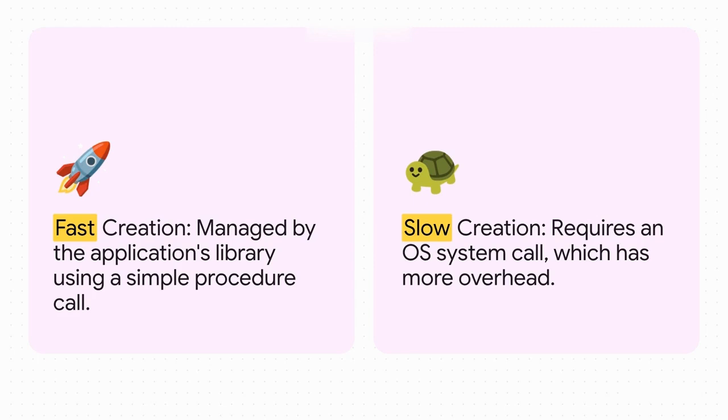But creating a kernel-level thread, that's a different story. It's slower because you have to make what's called a system call. Basically, you're knocking on the OS's door and asking it to do something for you. That whole process has a lot more overhead.